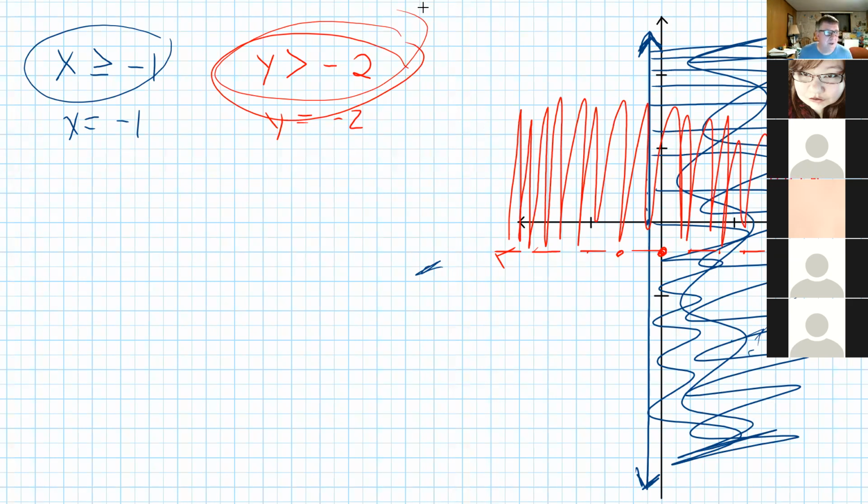All right. So our solution, let's make it yellow, let's see if that shows up, would include this solid line, this dotted line, and then everything. So it's basically everything in quadrant 1, as well as a little bit more. Any questions about that?